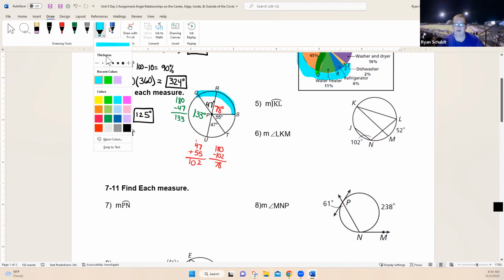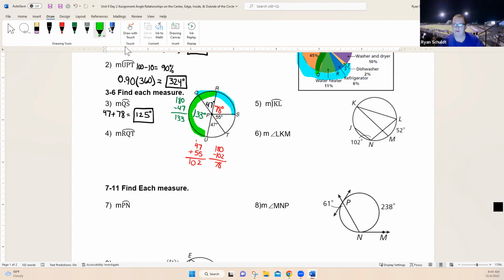And then it asks for RQT. RQT. So 47 plus 133 plus 47. That would get us 227. So 227 degrees.